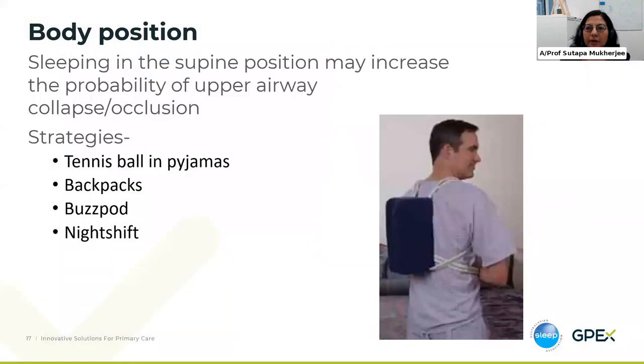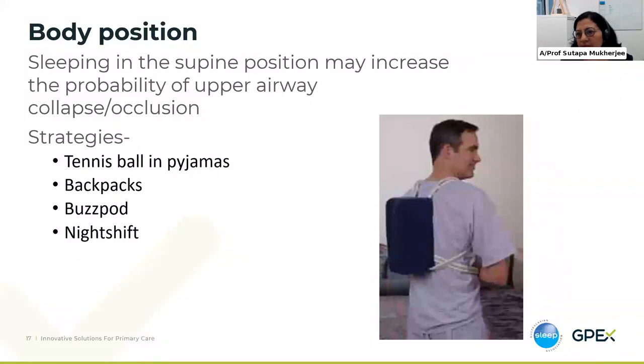Body position is another very good treatment. So if you sleep in the supine posture, that increases the chance of upper airway collapse. The next worst posture is actually sleeping on the front, and lateral sleeping is actually probably the better posture. But we also see people who have severe sleep apnea in all postures. So one of the really good strategies is to try to get people off their back, particularly if their sleep apnea is worse on their back.